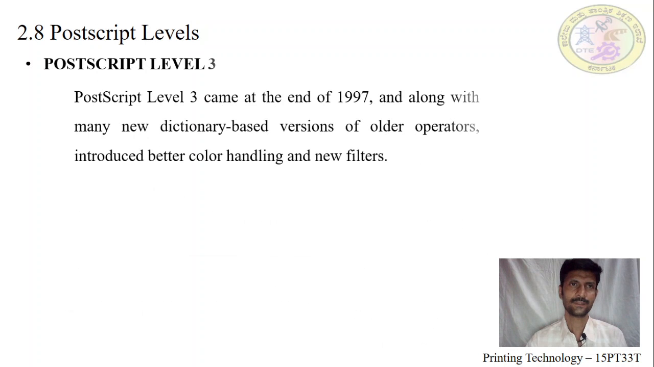PostScript Level 3 was introduced in 1997. It is the latest version when compared to PostScript Level 2 and 1. It combines the above levels along with better color handling and new filters, along with text.